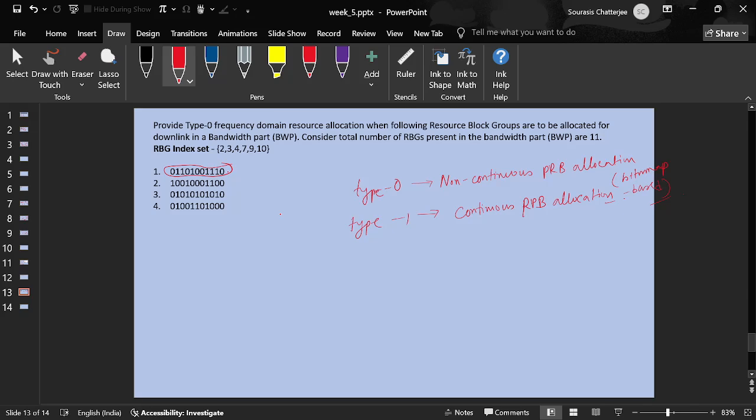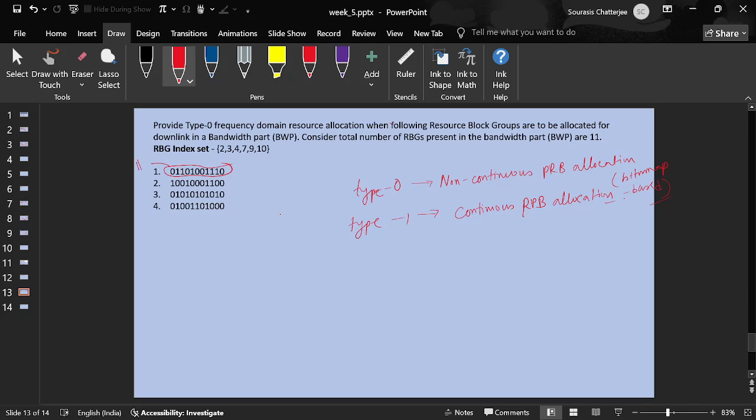But we cannot start from 0 here, right? We are starting from 1. You can start, so the answer will be 000111. If my resource block groups are 11, there should be 11 bits in the sequence, right? Yes, 0 to 10. My RBG index set has no 11, so the first one is going to be 0. Like MSB is going to be 0, because this one corresponds to the 11th.